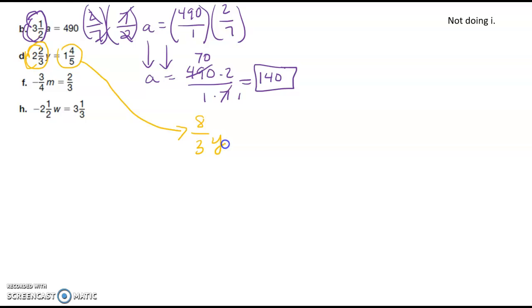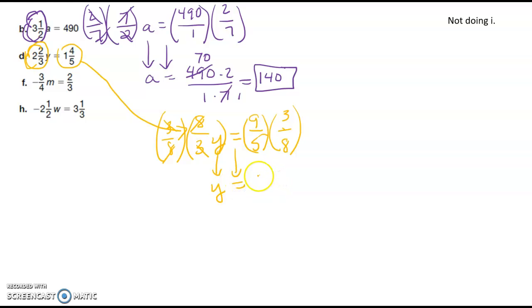8 over 3 y is equal to 5 times 1 is 5, plus 4 is 9 over 5. I'm going to multiply by the reciprocal. What I do to one side, I have to do to the other side of the equals. Keep everything balanced. My 8's cancel, my 3's cancel. My y comes down, my equals comes down, and I have 9 times 3 over 5 times 8. None of that will reduce, so this is 27 over 40. And that cannot be reduced.